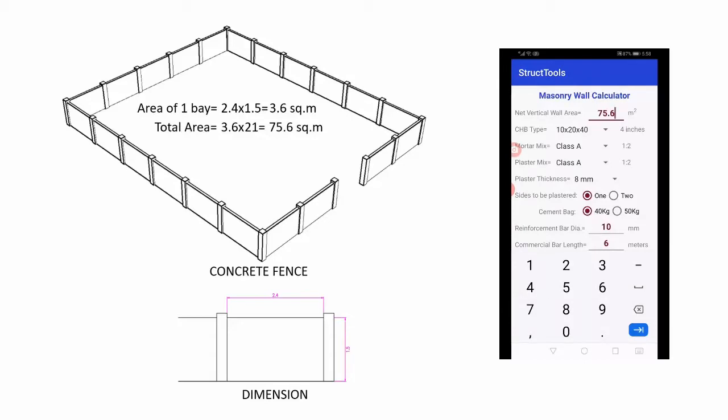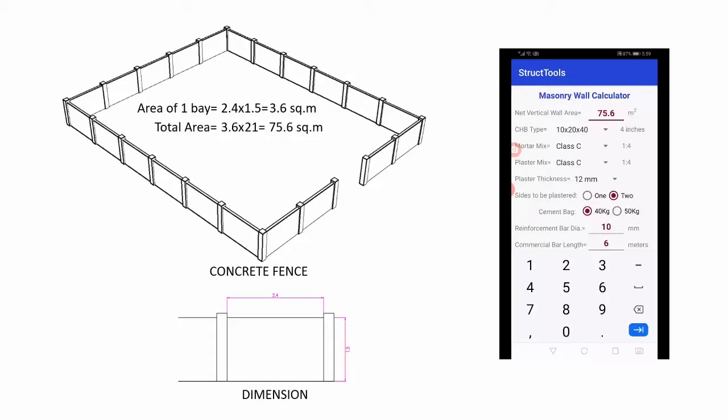75.6, and the CHB type, we'll use 4 inches. For mortar mix, we'll use class C. This is an example only, you can use whatever you want. For plaster mix, class C also. Class C means 1 part of cement and 4 parts of sand. Plaster thickness, we'll use 12 millimeters. Sides to be plastered, we'll plaster 2 sides.